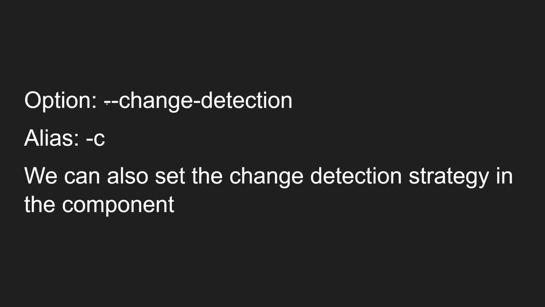Now another one is change detection. The shorthand notation is -c. The change detection, as we already did, if you follow my course, the Declarative Reactive Programming course, we have implemented the change detection strategy. So if you want to write the change detection strategy in a component, you can mention the change detection and the type of strategy you want, either default or OnPush. If you want to mention OnPush, you can write -c OnPush.